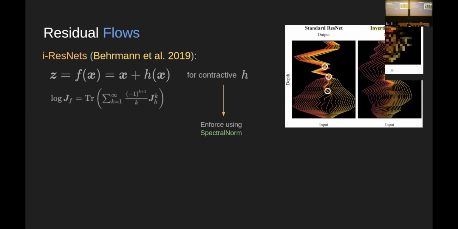The second thing you need is the Jacobian determinant, of course. And they show that this can be written as such. It's a trace of an infinite sum with alternating signs, and the Jacobian of h coming in there. So how do they compute this? Well, first they use Hutchinson's trace estimator for the trace. And second, for the infinite sum, they simply truncate it to some fixed number of terms. That's, of course, an easy solution. The problem is that it introduces some bias.